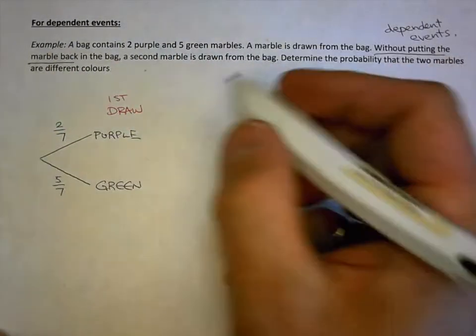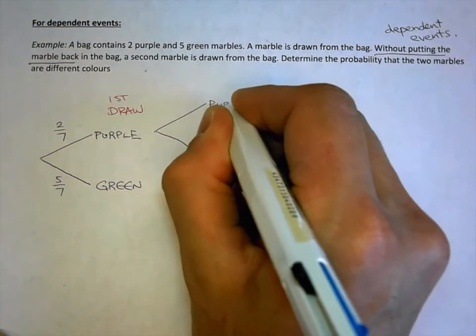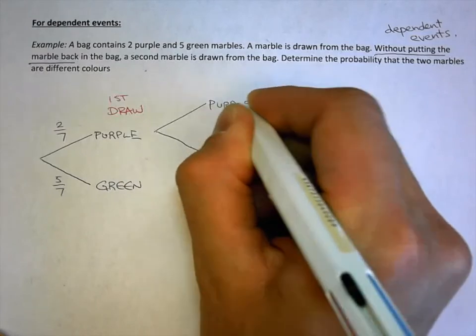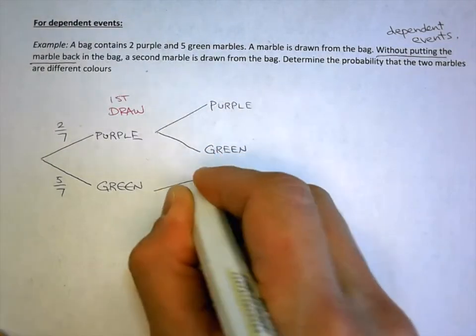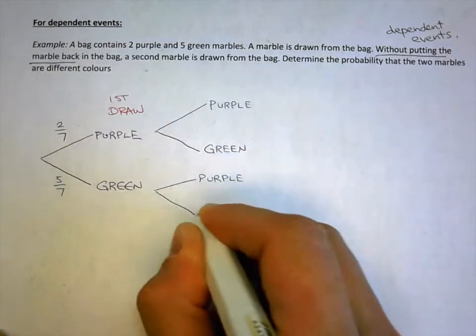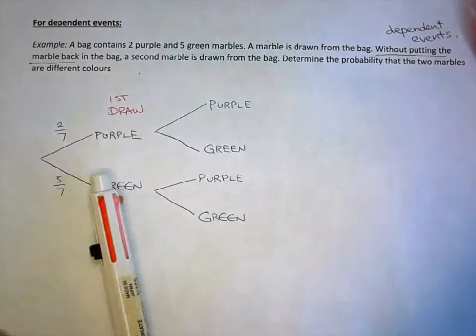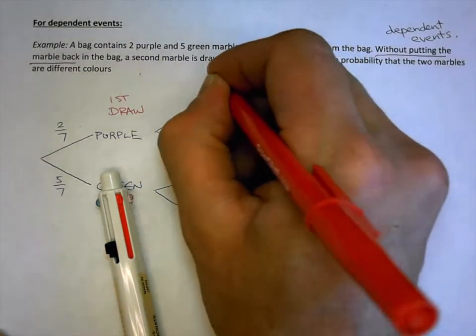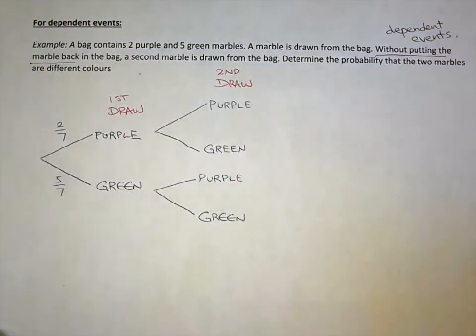Now after the first draw, you draw again. So you can either draw purple this time or green. Purple or green. And that's our second draw. What are the probabilities here?